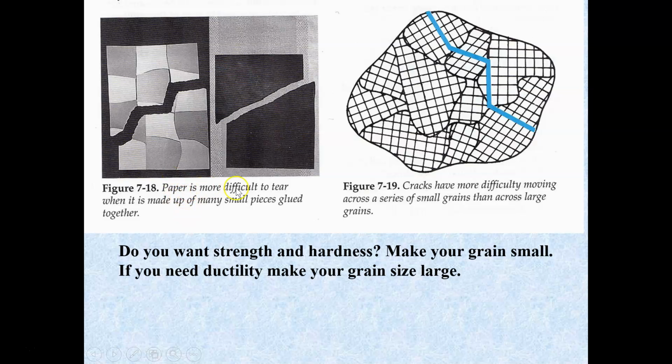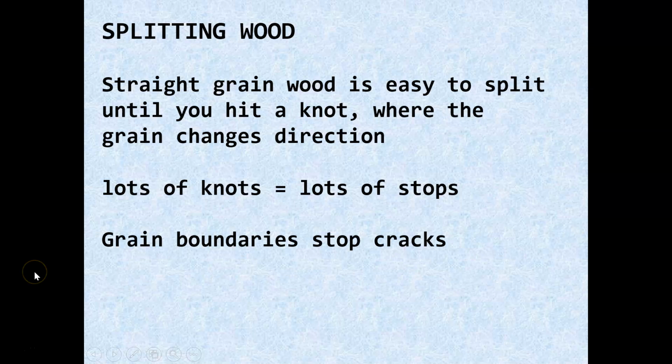Here's an example in your book. Paper is more difficult to tear when it's made up of many small pieces glued together. And it tries to follow where it's connected, which would be similar to what's in metal, the grain sizes where they contact each other. Another example is like splitting wood. Straight grain wood is easy to split until you hit a knot, where the grain changes direction. Lots of knots, lots of stops. Grain boundaries stop cracks. Just remember that.